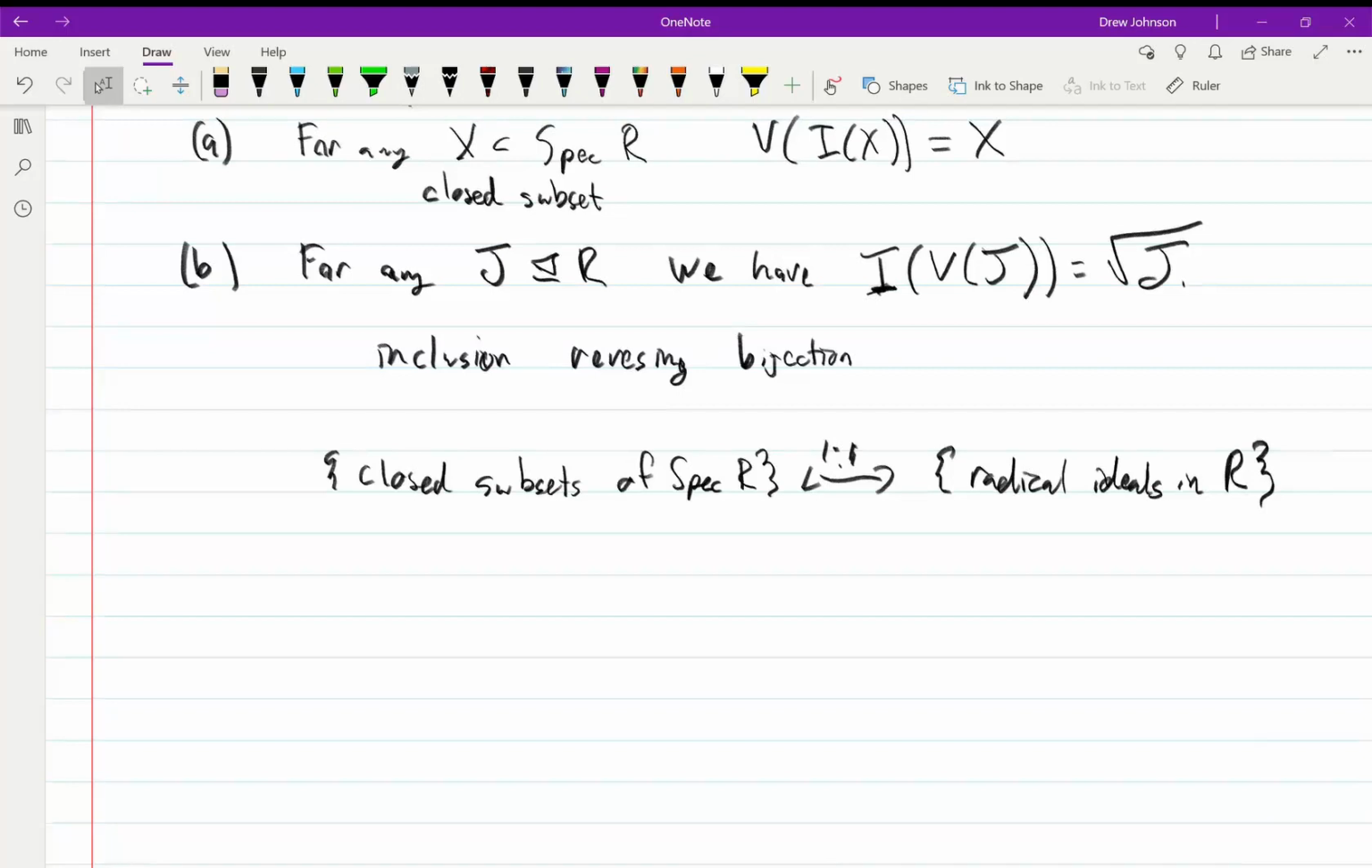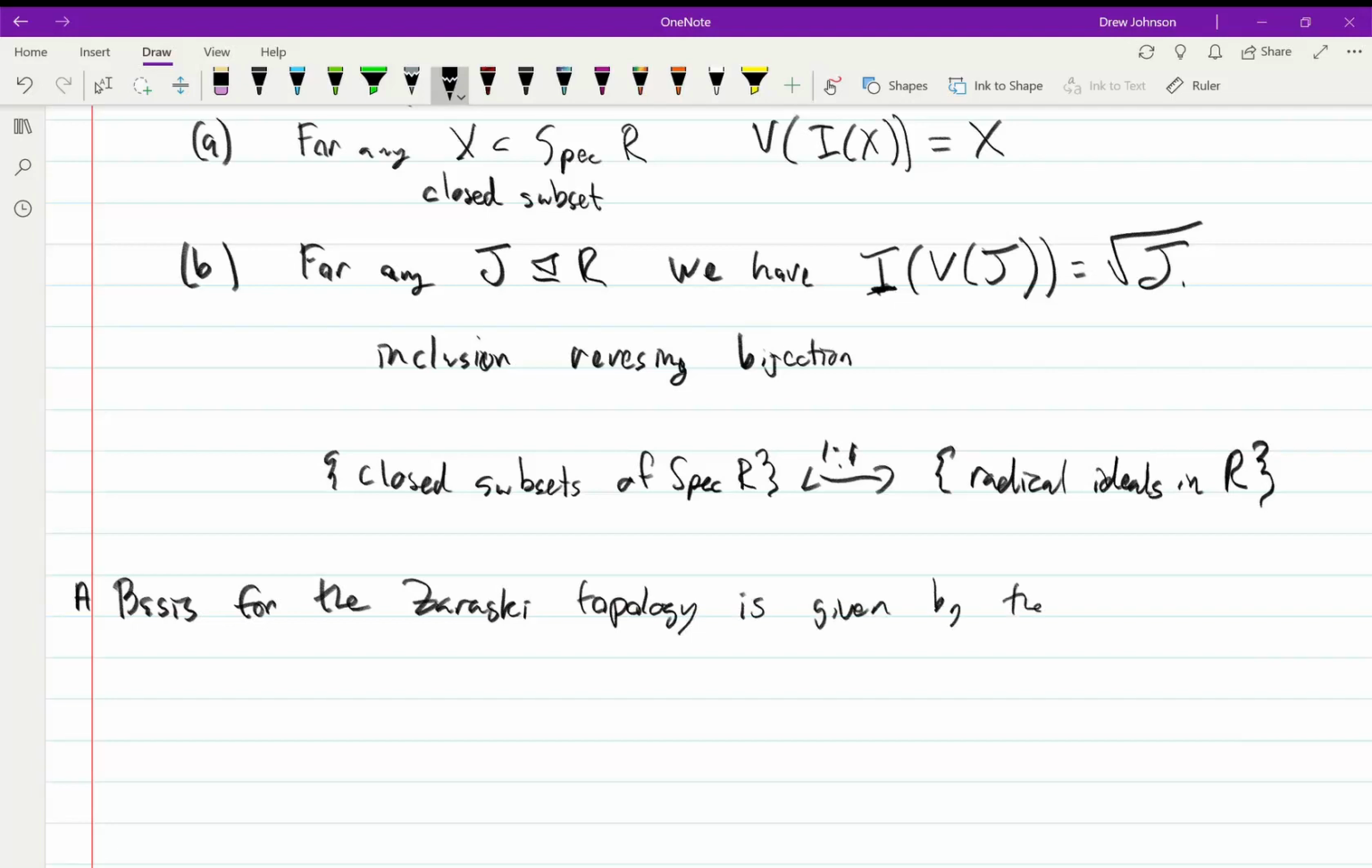Okay, another thing we can remember from affine varieties is the distinguished open subsets, and that will work basically the same way here. So here's the remark: a basis for the Zariski topology is given by the distinguished open subsets.